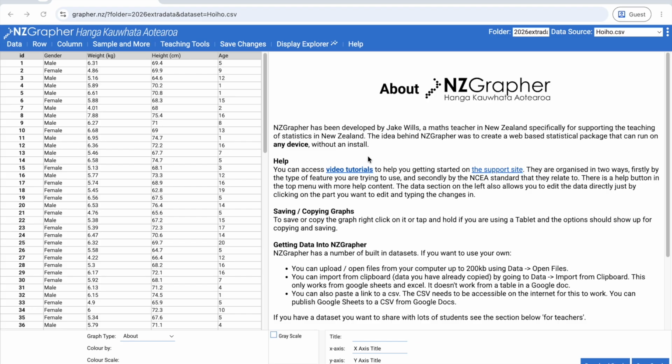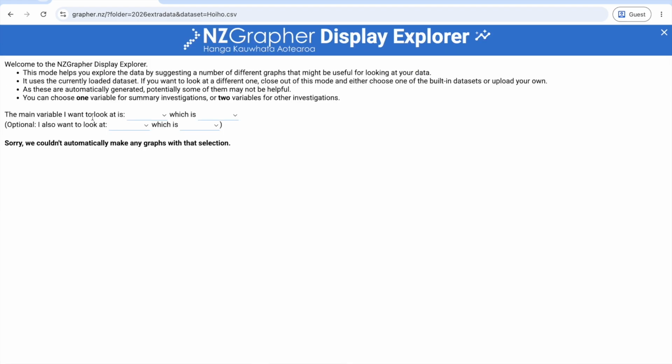So we're going to start today having a look at the Display Explorer. Up the top here, we've got Display Explorer. This is great for kids to get their head around the different types of displays and what's in the data. So we're going to click on that, and then we're presented with a couple of options. The first one is the main variable I want to look at.